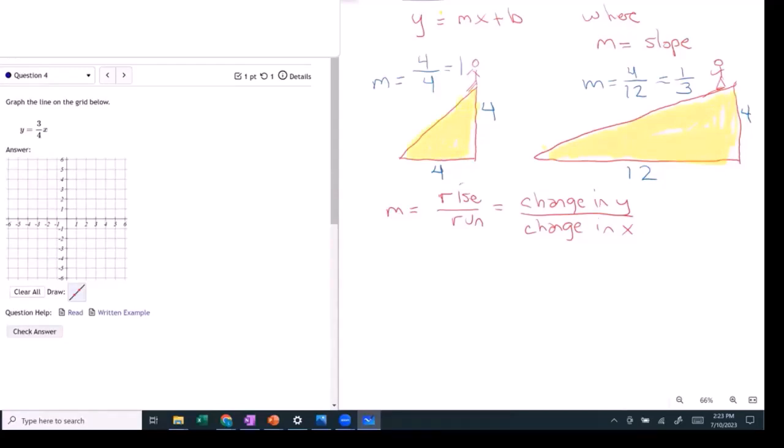We want to go down the smaller one. This one's 1, this one's 1/3. The one on the left is 3 times as big as the one on the right.